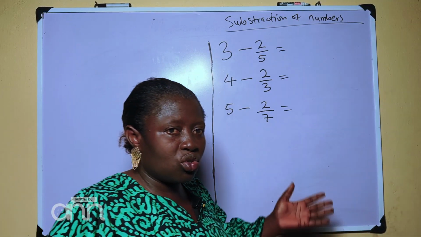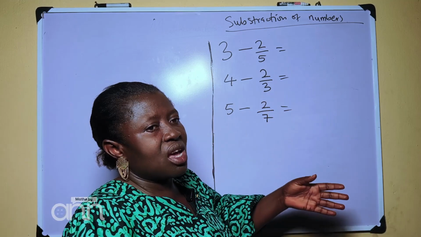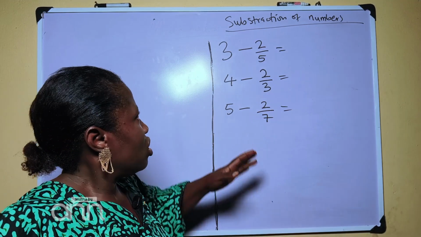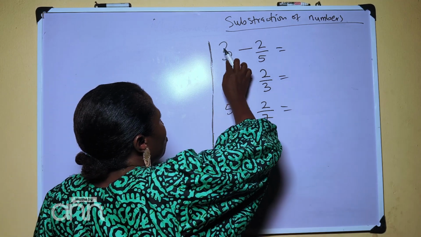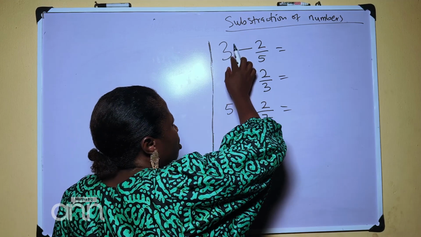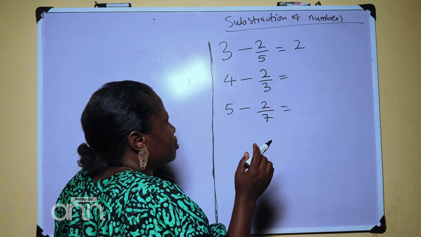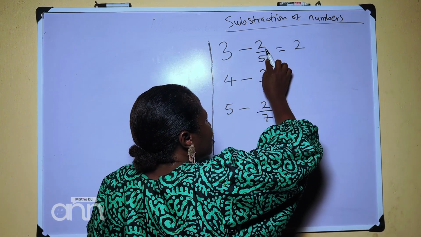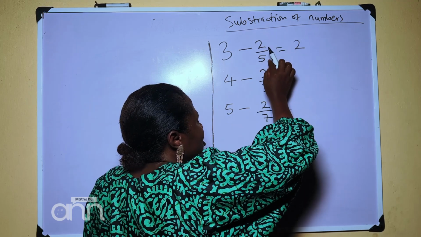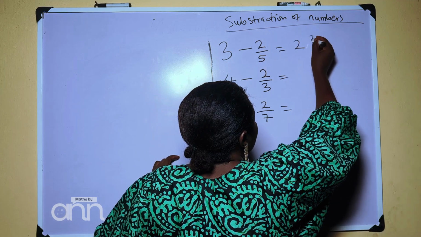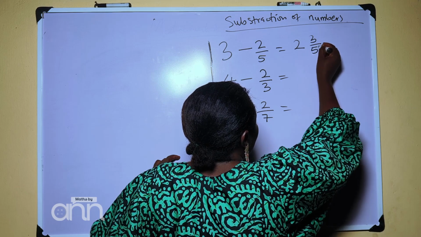If you have a fraction to subtract from a whole number, it is very easy. Instead of saying find the LCM or find the other one, simply do this. Remove 1 from this whole number, it becomes 2, and then come to the fraction. Say the denominator, subtract the numerator from it. That is 5 minus 2, which is 3. And we still remain the same denominator.